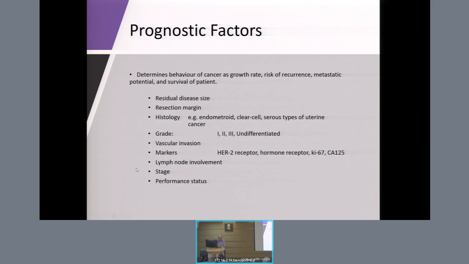Stage. There are normally 4 stages. Stage 1, when the tumor is confined to the site of origin. 2 means when the tumor has involved the adjacent tissue. And 3 means when it is locally advanced. And 4 means when it has metastasized to distant organs. Performance status I have discussed. It is the state of the patient.